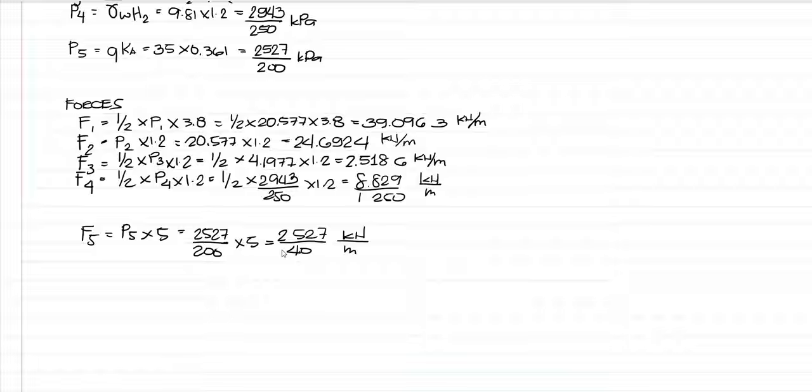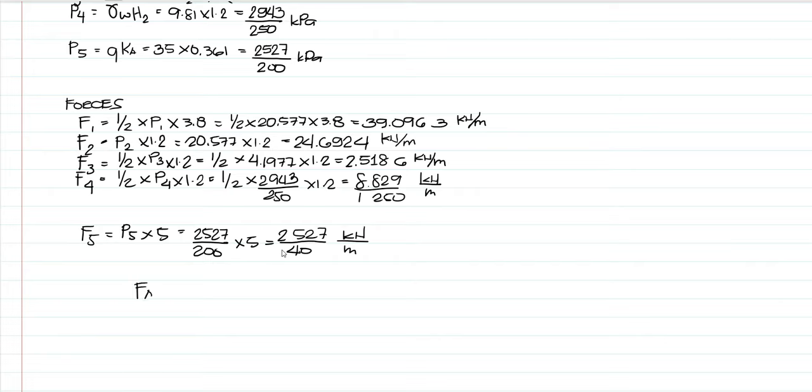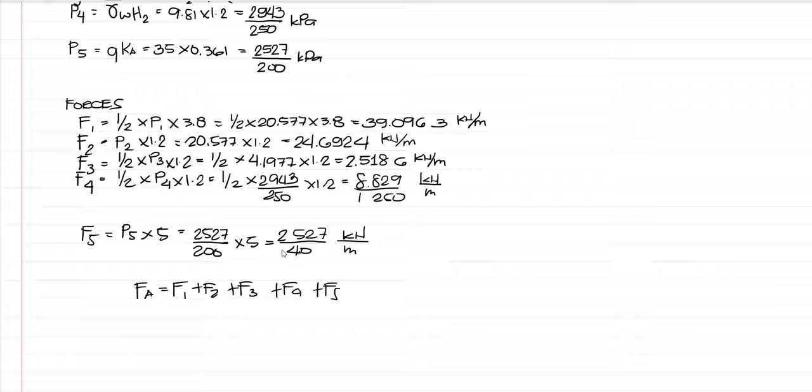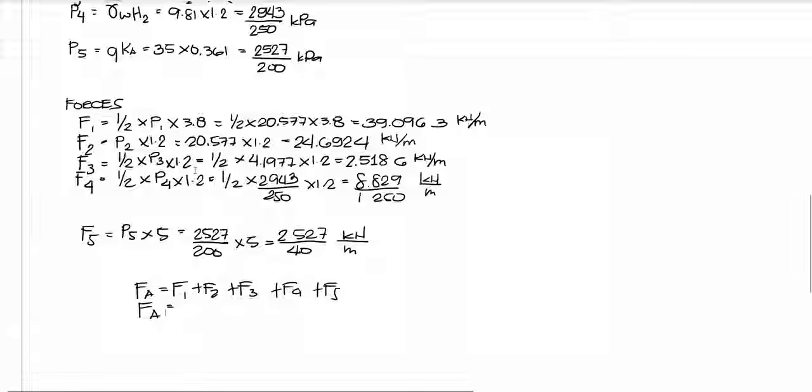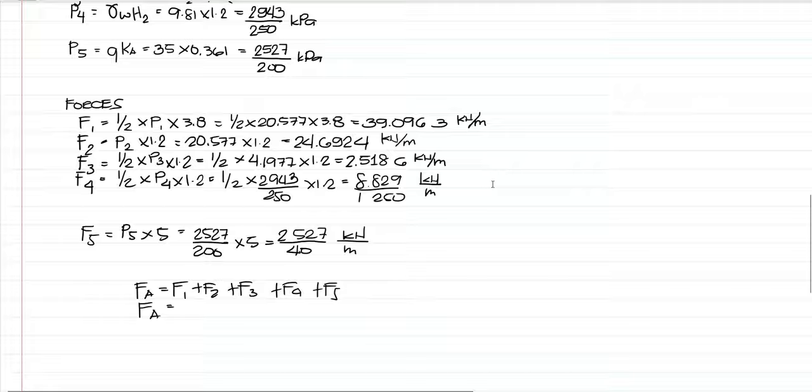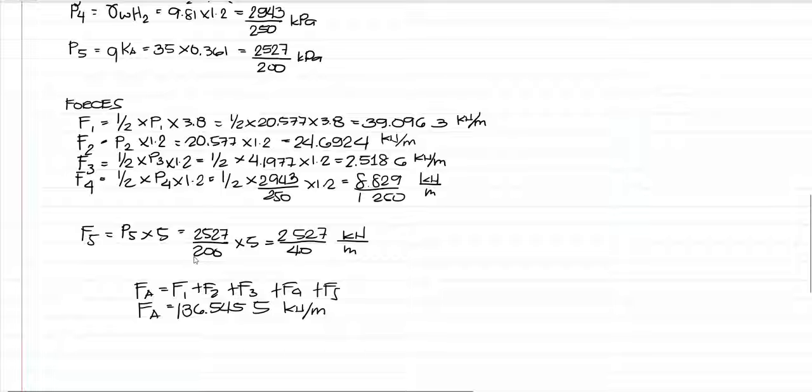So, those are now our forces to get the active earth force. So, F sub A is just equal to F1 plus F2 plus F3 plus F4 plus F5. So, adding those values, we could have an active earth force equivalent to 136.5455. So, this is in kilonewton per meter. This is now the active earth force that we are looking for.